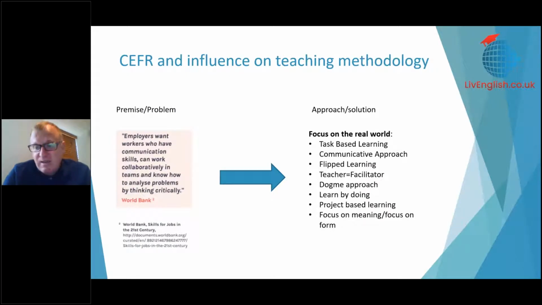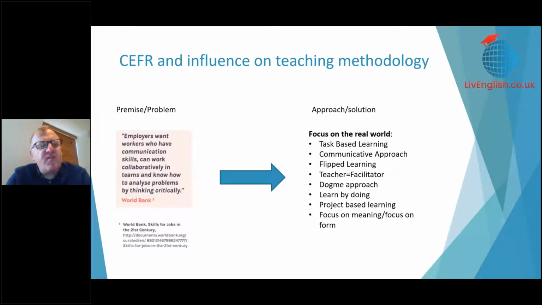The CFR has a direct influence on teaching methodology, or possibly the other way around. Maybe teaching methodology informed the CFR. What came first, the chicken or the egg? You may ask. Back in the 70s, people started looking at new ways of teaching. The top-down grammar translation way of teaching was becoming a little bit obsolete. And I guess, like anything in the 70s, people started looking at new ways, hippie ways perhaps, to teach and to be more effective.